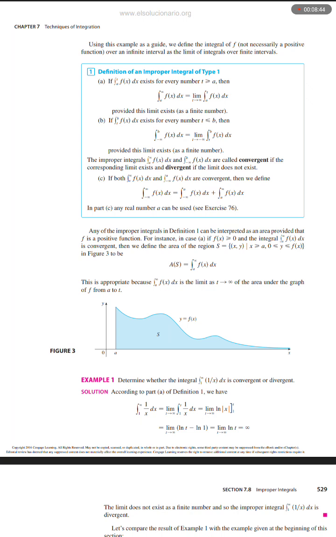in figure 3, to be A of S equals the integral from a to infinity of f of x dx. This is appropriate because the integral from a to infinity of f of x dx is the limit as t approaches infinity of the area under the graph of f from a to t.